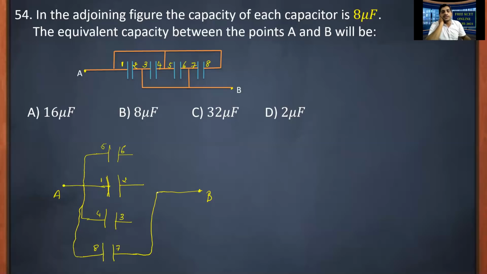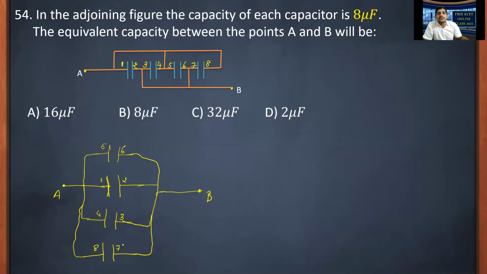So B is connected to 7 and say 6. 7 and 6. Again it is connected to 3 and 2. So B is again connected to 3 and it is connected to 2. So see how it looks now. It looks now as if all the capacitors are in parallel. So now it's a very simple one.